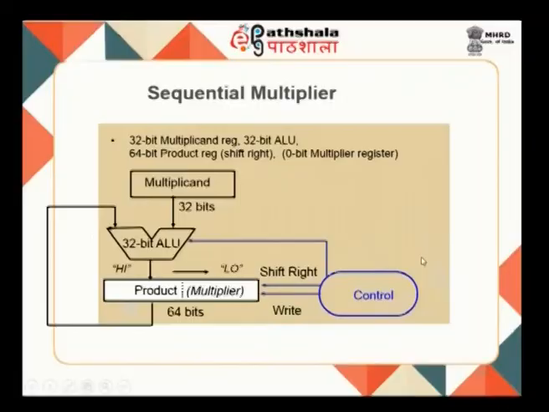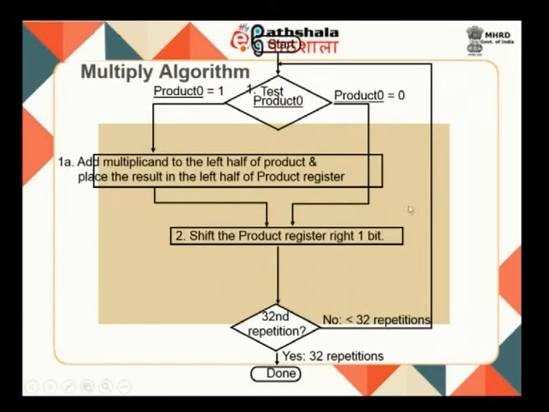Accordingly, if it is a 1, you add the multiplicand to the partial product and then shift it right, or simply add zeros to the partial product and shift it right. And this process has to continue for 32 bits because you are doing a 32 by 32 multiplication, and this is what is called a sequential multiplier. So, the sequential multiplier algorithm is shown here. This is the same as I discussed earlier.